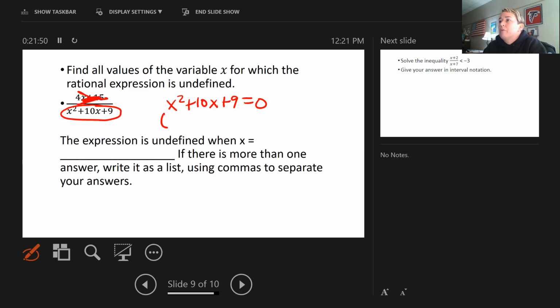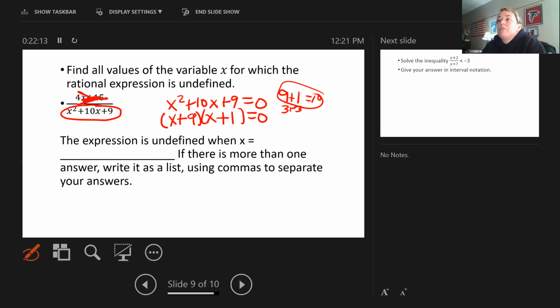So when we do that, we're going to make our two parentheses. The plus in the back tells you they're the same, so they're both going to be positive. X is going to go in front, and then the factors of 9, we've got 9 and 1 and 3 and 3. We have to add them. So which one gives me 10? 9 and 1. So I'm going to put 9 and 1 in here.